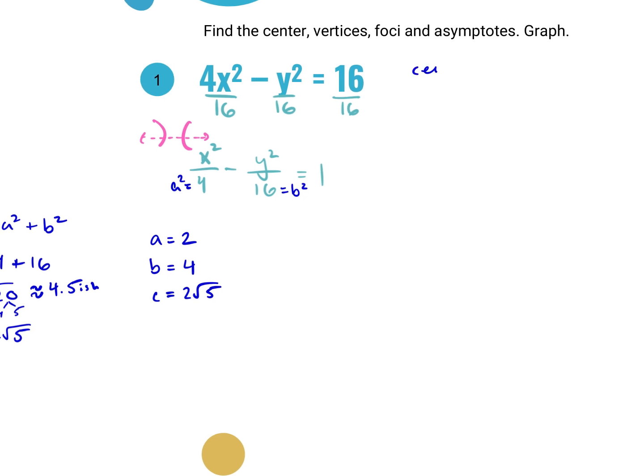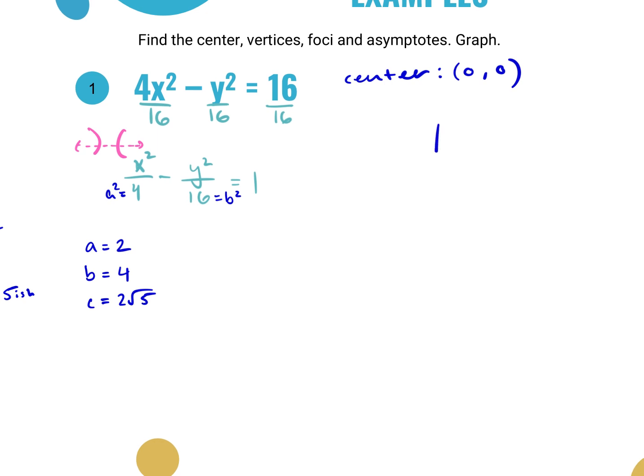Also, where is our center? 0, 0. We're not adding anything to the x or the y, so our center is just 0, 0. So I'm going to put a point at my center, 0, 0. A is going to be the distance from my center to my vertices. So I'm going to go to the right 2 and to the left 2.